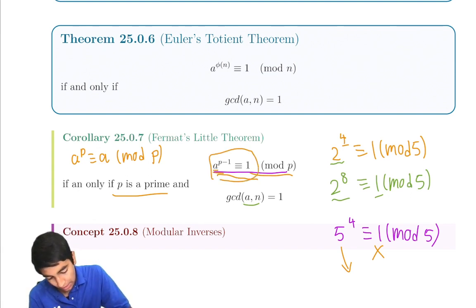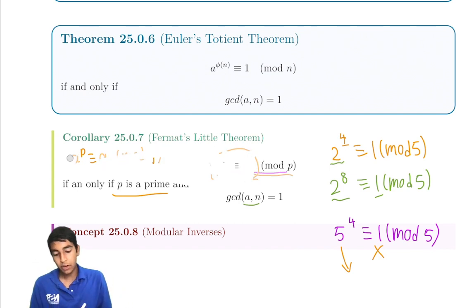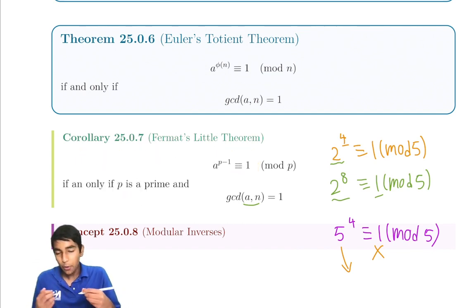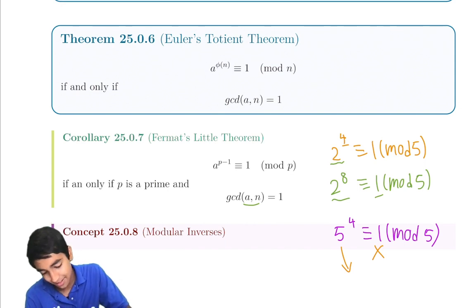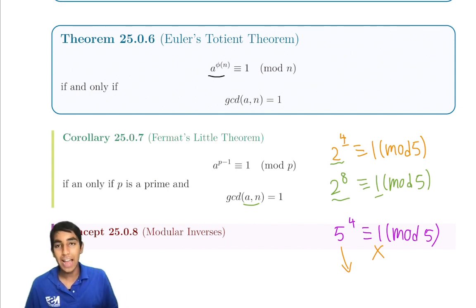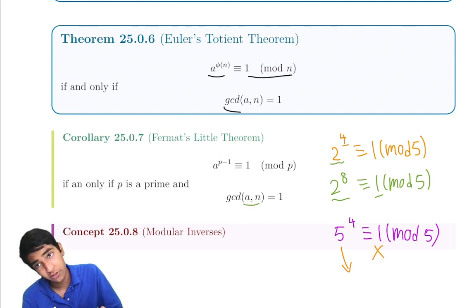But now let's go back to Euler's totient theorem, the bigger, more powerful theorem. Now we're saying that it's not just primes anymore. We're talking about all numbers. So basically what that says is that a to the power of totient n is 1 mod n, as long as this condition is true, which you should always make sure to check.